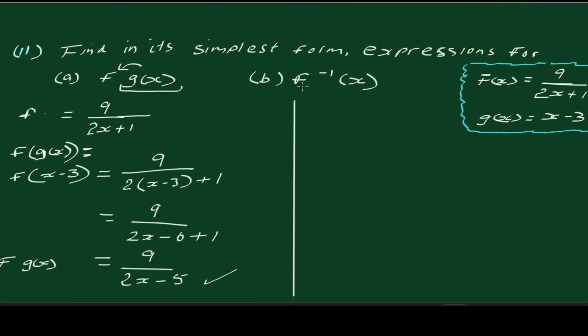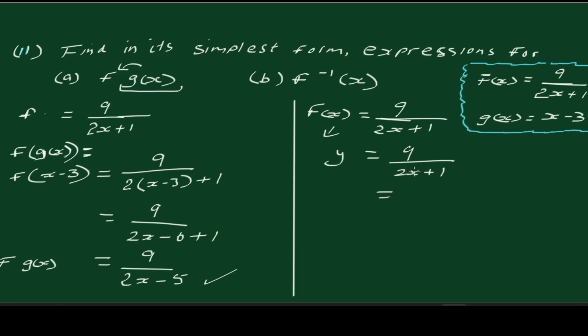Looking at the second part of the question, we are asked to find f inverse of x, which means that we want to find the inverse of function f. So this is our function f, and we want to find the inverse of this function. So again, the usual practice is that we want to replace the f of x with y. So y equals 9 over 2x plus 1.